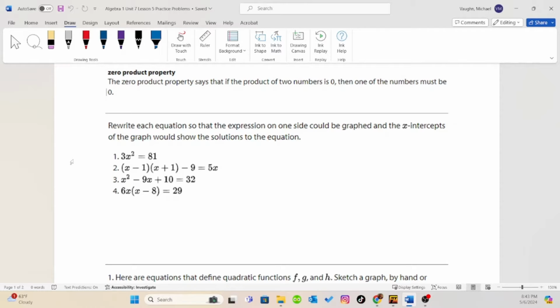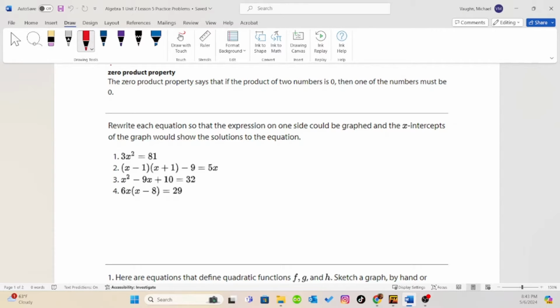So the first practice problem says rewrite each equation so that the expression on one side could be graphed and the x-intercepts of the graph would show the solutions to the equation. What they mean by this is that the first step we always take needs to be to make the equation equal 0. Because if it equals 0, then we could graph it and the x-intercepts would be the values of x from solving the equation.